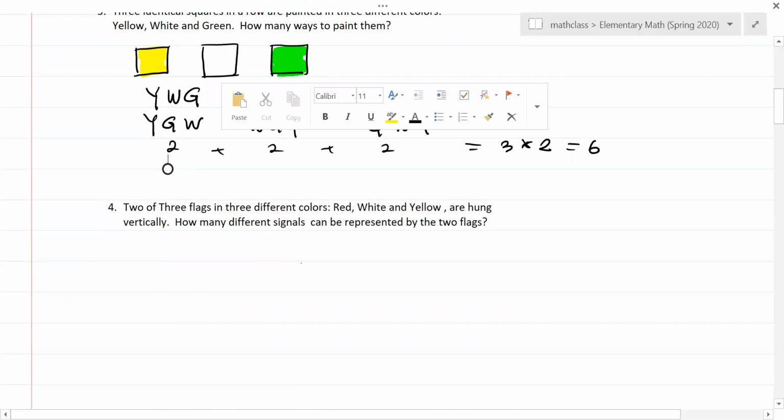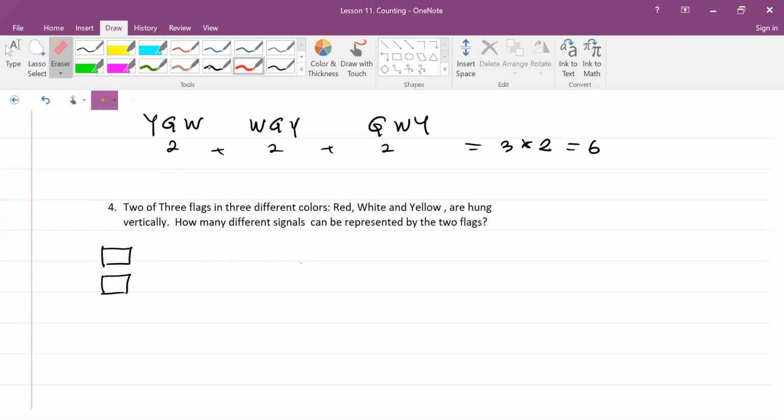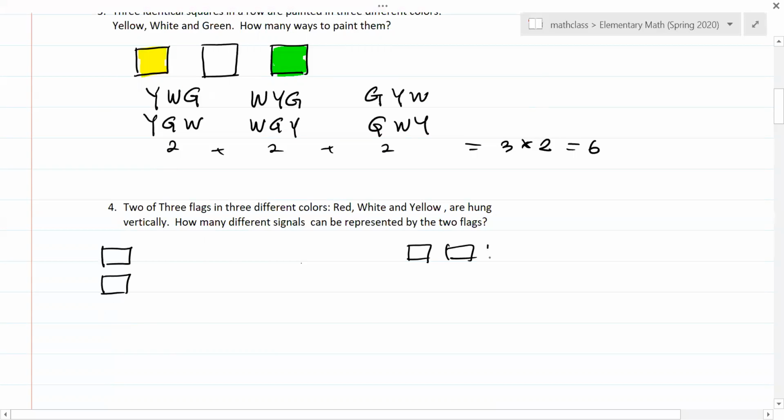Two of us 3 flags in 3 different colors: red, white, yellow, are hanged vertically. Okay, hang vertically. I'm going to hang this flag vertically, okay? And 2 of the 3, not all of them, okay? And how many different signals can be presented by these 2 flags? So we only have 2 flags here, but they are coming from the 3 flags, right? You have flag 1, 2, there.